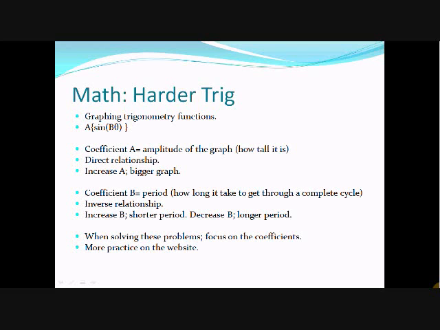Coefficient b is the period, or how long it takes to get through a complete cycle, and this is an inverse relationship. If you increase b, it's a shorter period, but if you decrease b, it's a longer period. And so when you're solving these problems, make sure that you're focusing on the coefficients, and more practice is available on the website.